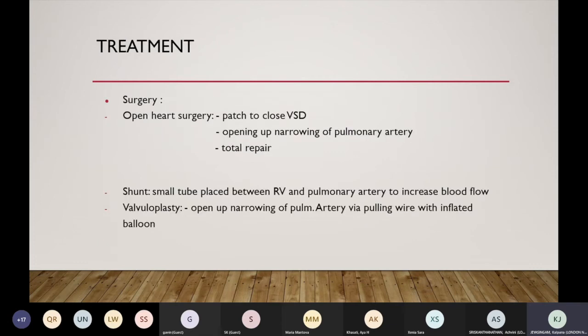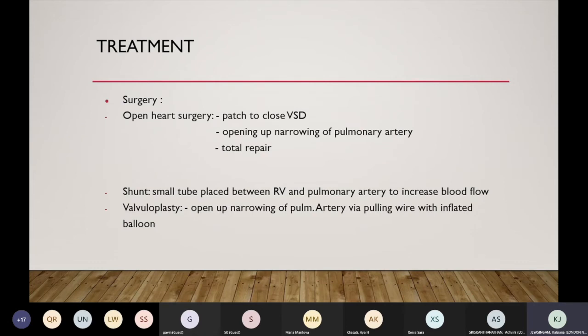Treatment is surgery. You would do an open heart surgery where you patch to close the VSD, and it's very important in tetralogy of Fallot to remember that having the VSD is a benefit in this case because it allows some mixing of oxygenated and deoxygenated blood. And opening up the narrowing of the pulmonary artery and a total repair.